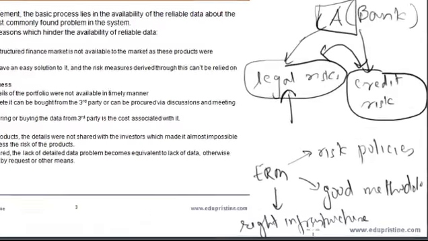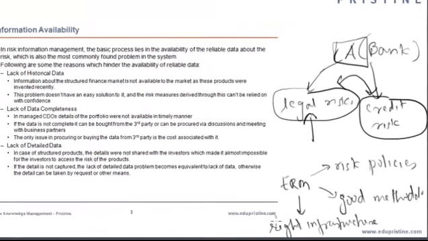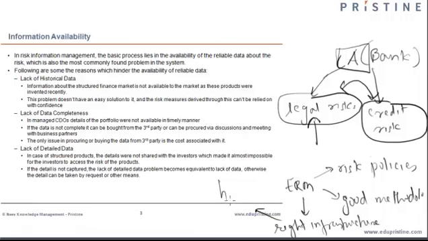When we are talking about risk policies, we want to ensure that all the stakeholders within the organization are aware of the best practices to be followed. Good methodologies and processes should be in place so that all relevant risks get captured. Right infrastructure refers to either the hardware to capture the risk or good data capturing systems so that all relevant information is available.